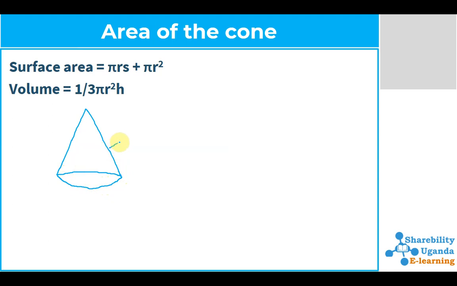Okay, so this is the slanting area, which was named S. This is the height. Okay, this is going to be our height. And this is going to be our center. So we are also going to name this as our R, which is the radius. This is going to be our R, which is going to be the radius. This is going to be H, which is the height.